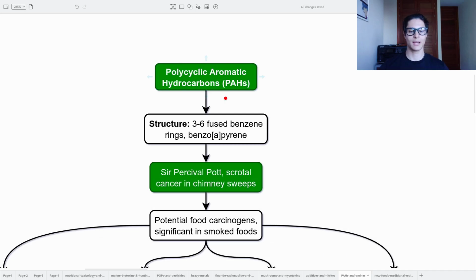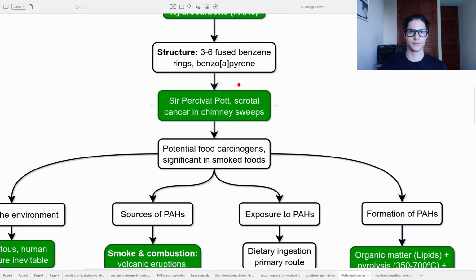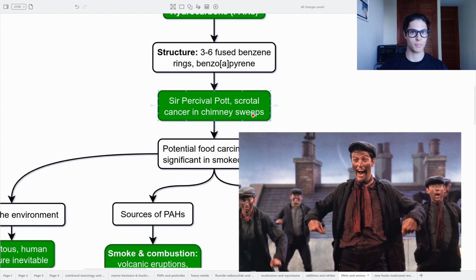So let's begin this video by taking a look at the polycyclic aromatic hydrocarbons. These compounds have a structure of 3 to 6 fused benzene rings. And the main molecule here, to remember, is the benzo-alpha-pyrene. The benzopyrene. And this molecule is very important, as Sir Percival Pott discovered an association between the benzopyrene and the scrotal cancer in chimney sweeps. Yes, the one from Mary Poppins, for example.